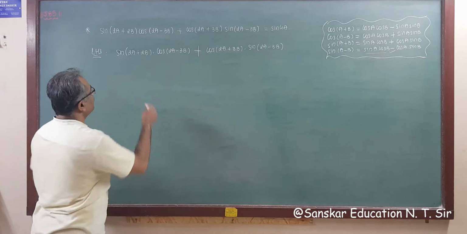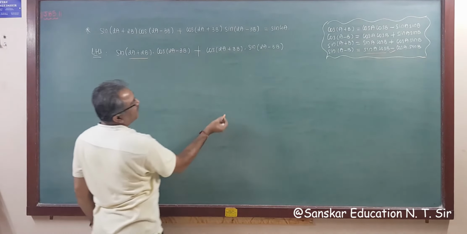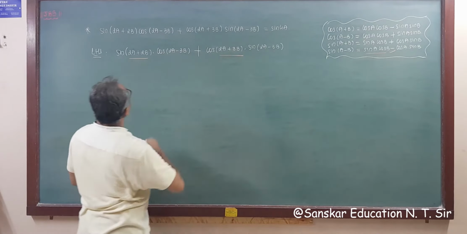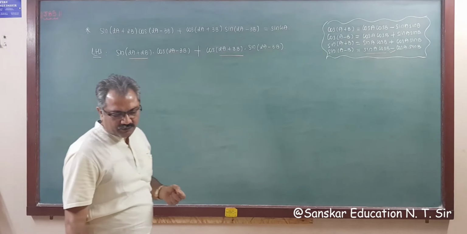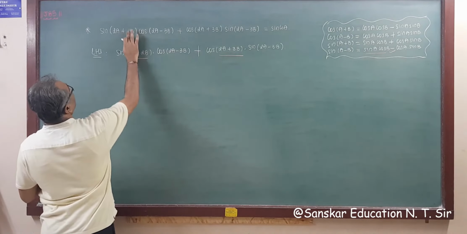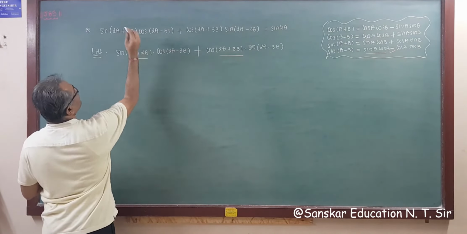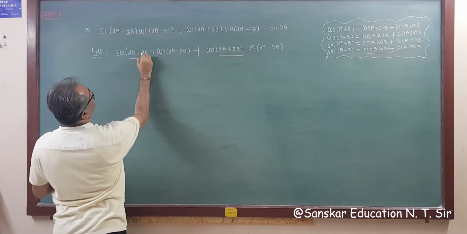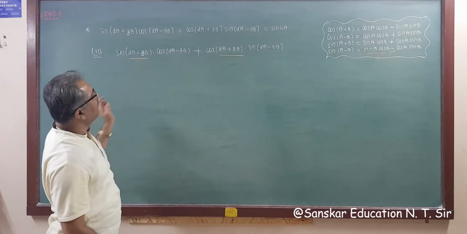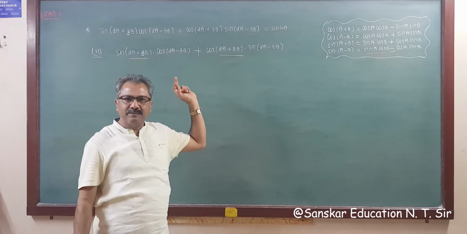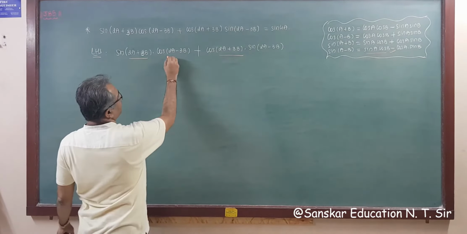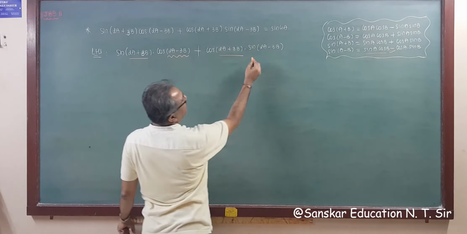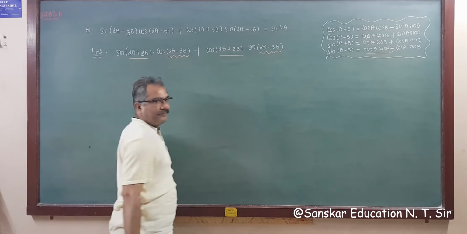What is it? 2a plus 2b, so this is 2a plus 2b. Is 2a plus 2b here? And why is this 2a plus 3b? So we are making some mistake. Here it must be 2a plus 3b. Okay, so both angles are the same. Now for cos, this is cos of 2a minus 3b, and this is again 2a minus 3b.